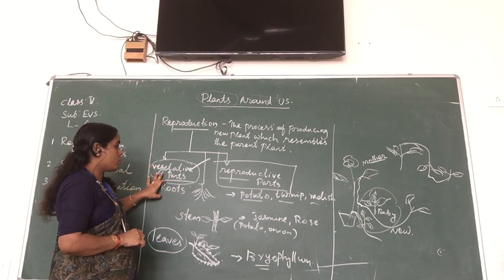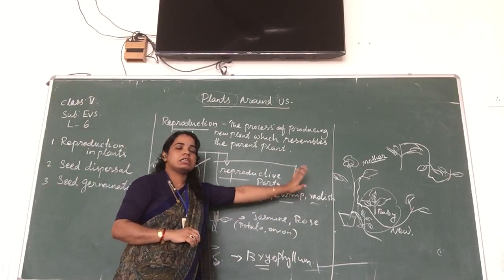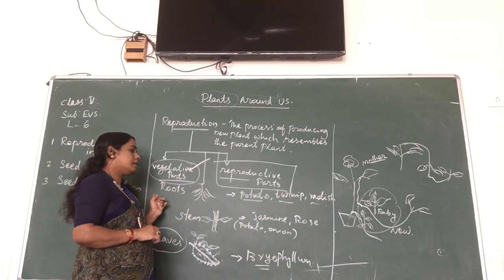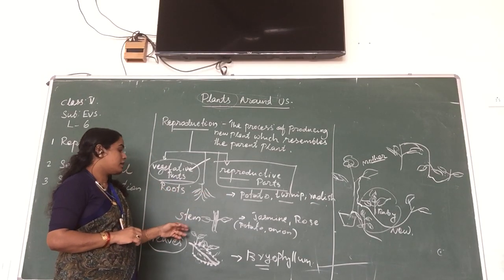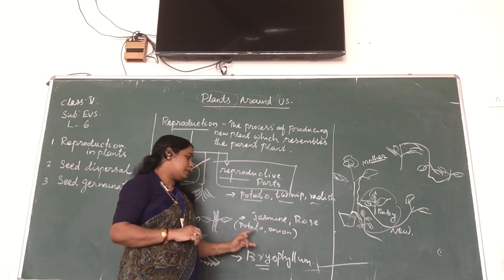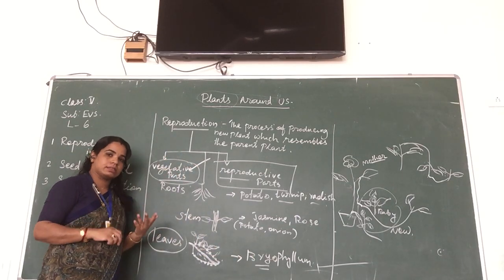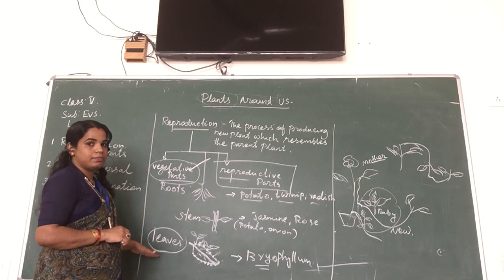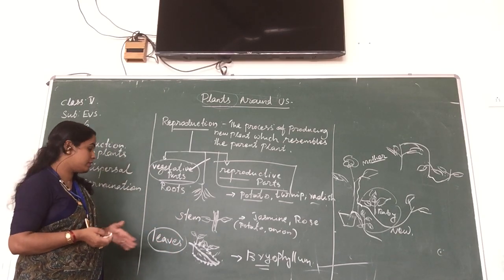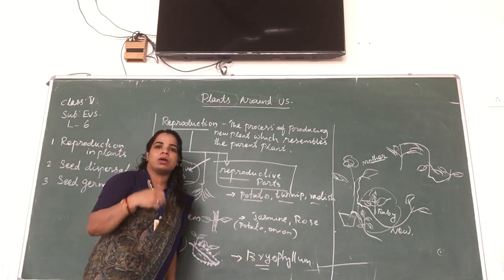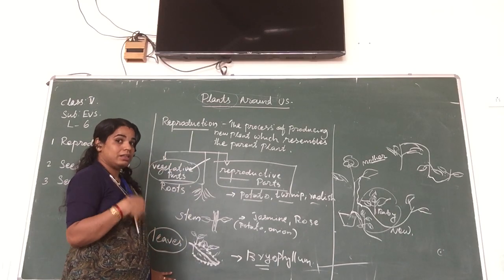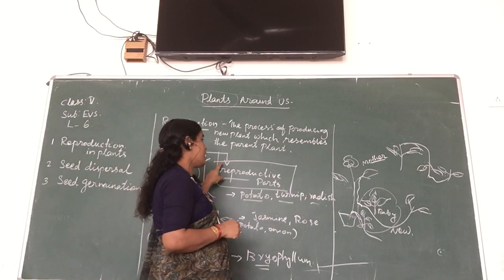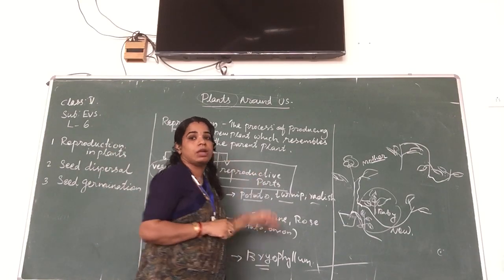Okay, and then for roots, sweet potato, turnip and radish are examples of a new plant growing from the roots. For stem, jasmine, rose, potato and onion are examples of a new plant growing from the stem. And a new plant growing from the leaves, the best examples are Bryophyllum and Begonia. Okay, next class we will discuss reproduction from the reproductive part.